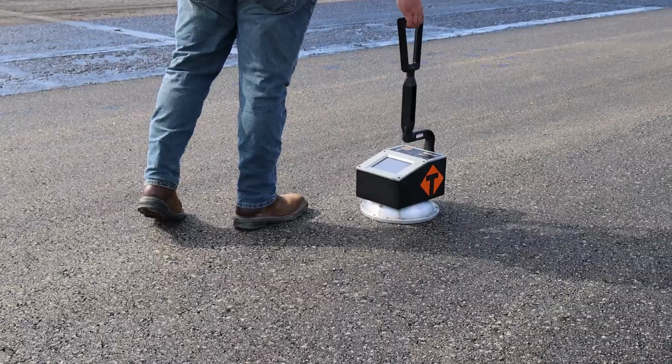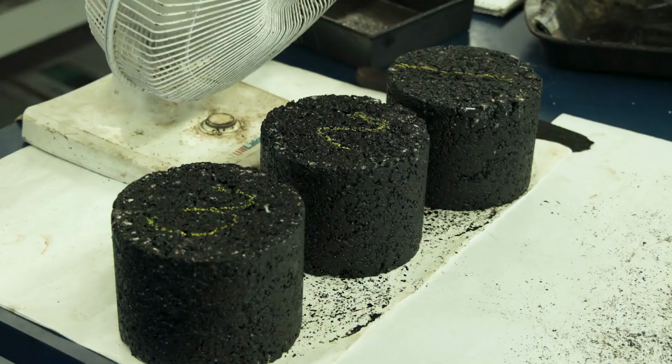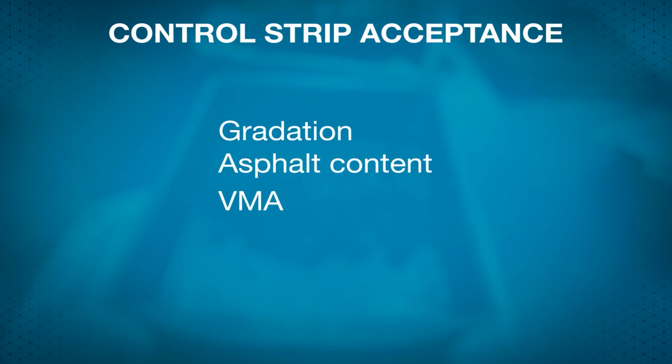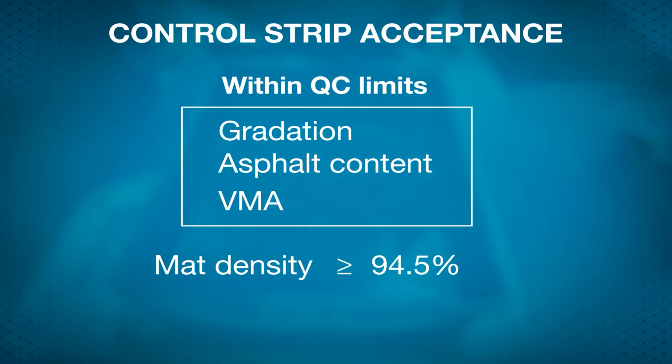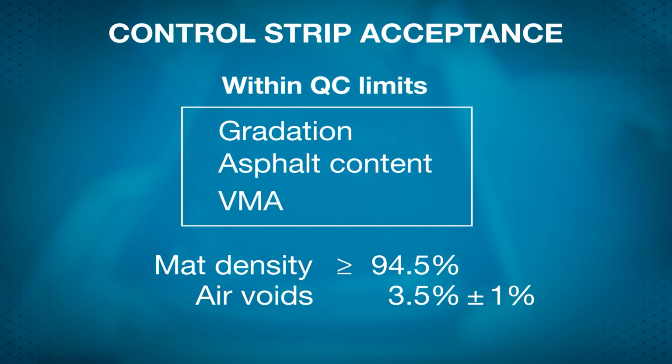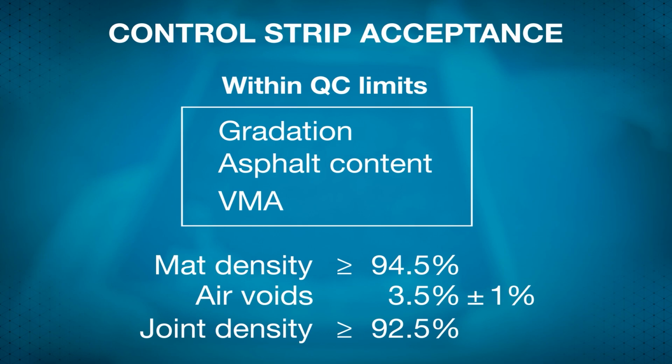Control strip acceptance is based on the average test results of 3 samples. It will be considered acceptable if the gradation, asphalt content, and VMA are within the QC action limits and mat density is greater than or equal to 94.5%, air voids are 3.5% plus or minus 1%, and joint density is greater than or equal to 92.5%.